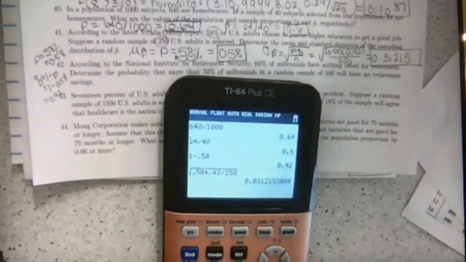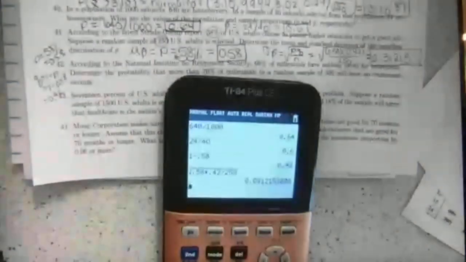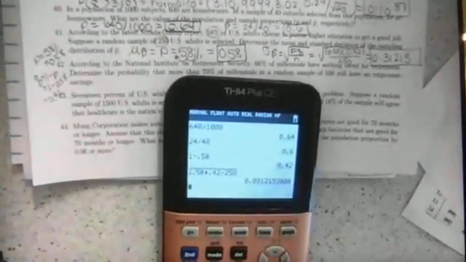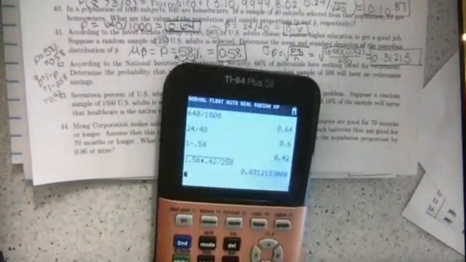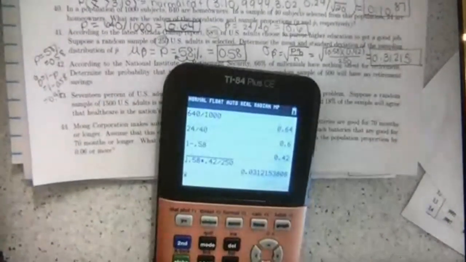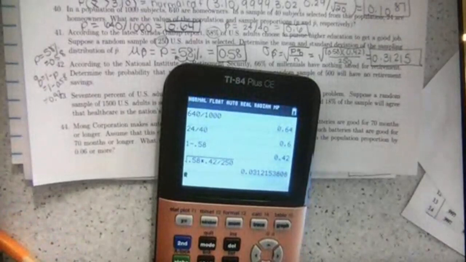42. It says, according to the National Institute on Retirement Security, 66% of millennials have nothing saved for retirement. Determine the probability that more than 70% of millennials in a random sample of 500 will have no retirement savings.